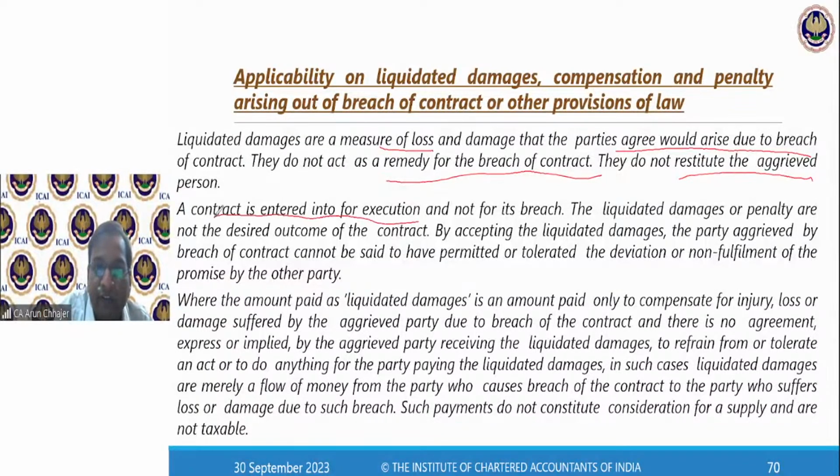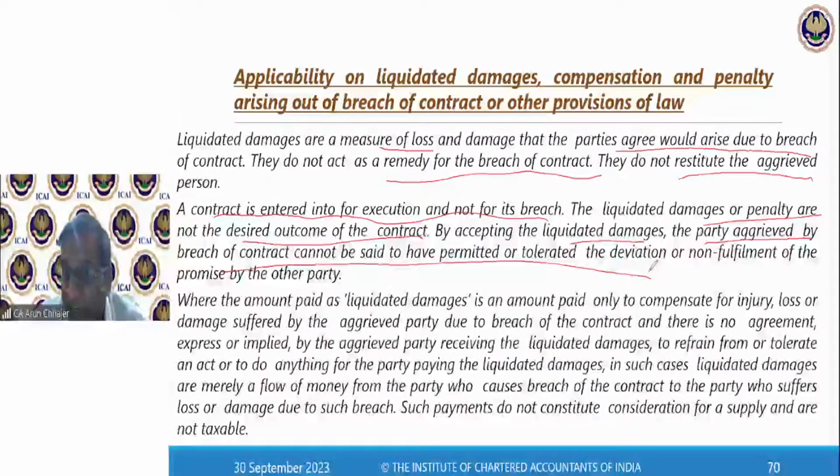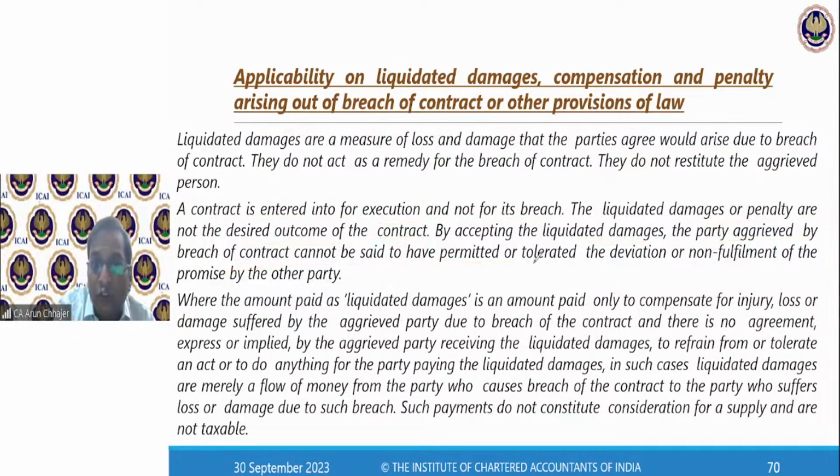A contract is entered into for the execution and not for the breach of the contract. The liquidated damage or the penalty are not the desired outcome of the contract. By accepting the liquidated damage, the party aggrieved by breach of the contract cannot be said to have permitted or tolerated the deviation or non-fulfillment of the promise. So again and again they are saying it is not the tolerance for which they are receiving the money. What we have discussed in Schedule 2, Para 5, Clause E.